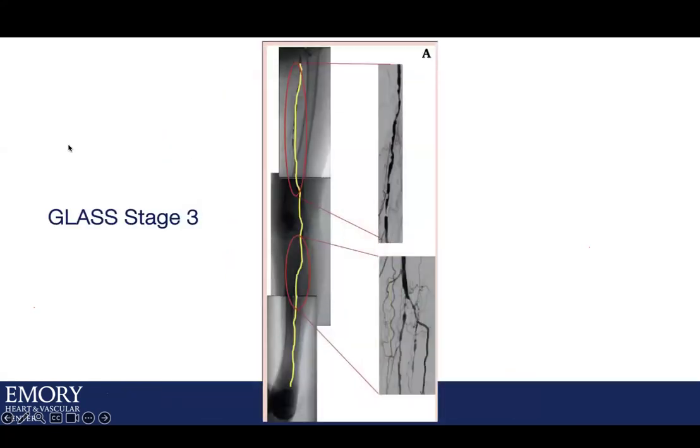And then the last one is GLASS stage 3. This is an example of GLASS stage 3, and the TAP here involves SFA, popliteal, peroneal, and as you see here, there is diffuse disease in the SFA, almost occlusion here somewhere. Also, the popliteal is involved in disease here, and also the tibioperoneal trunk is involved, and the ostium and the proximal and mid segments of the peroneal vessel are severely diseased, and this is GLASS stage 3.